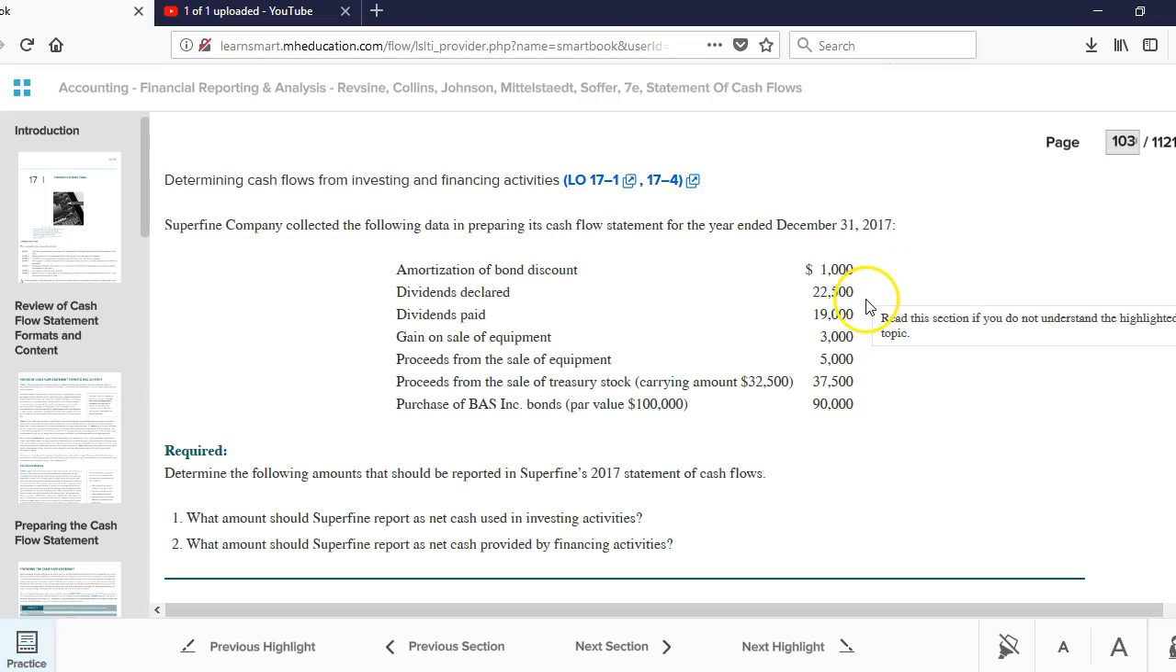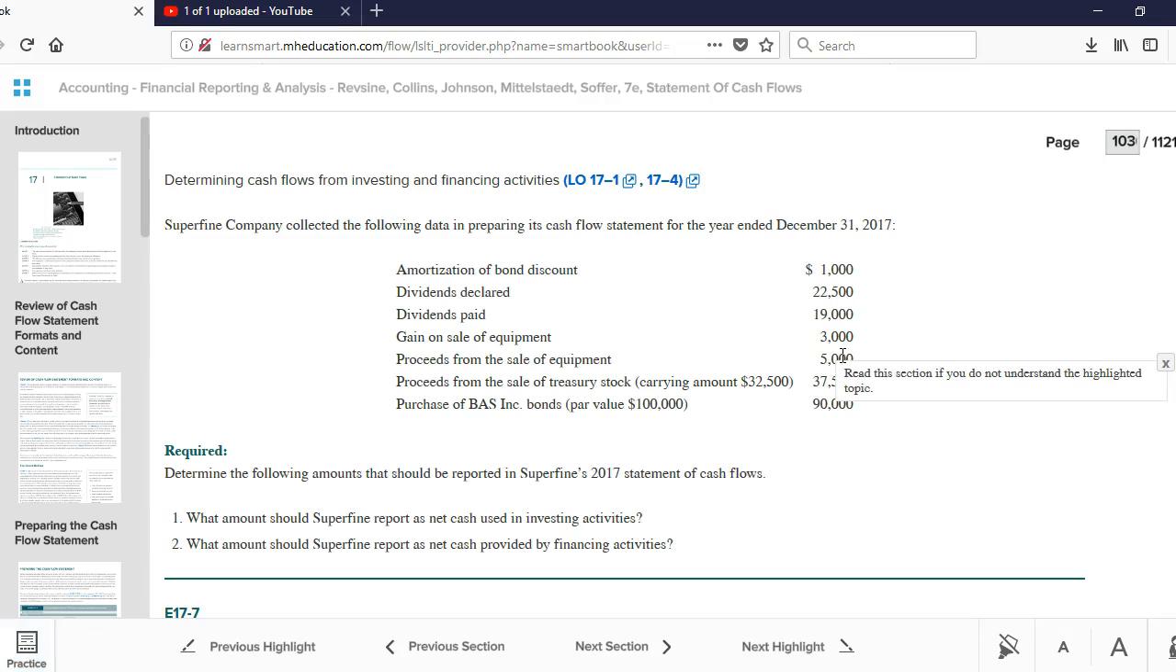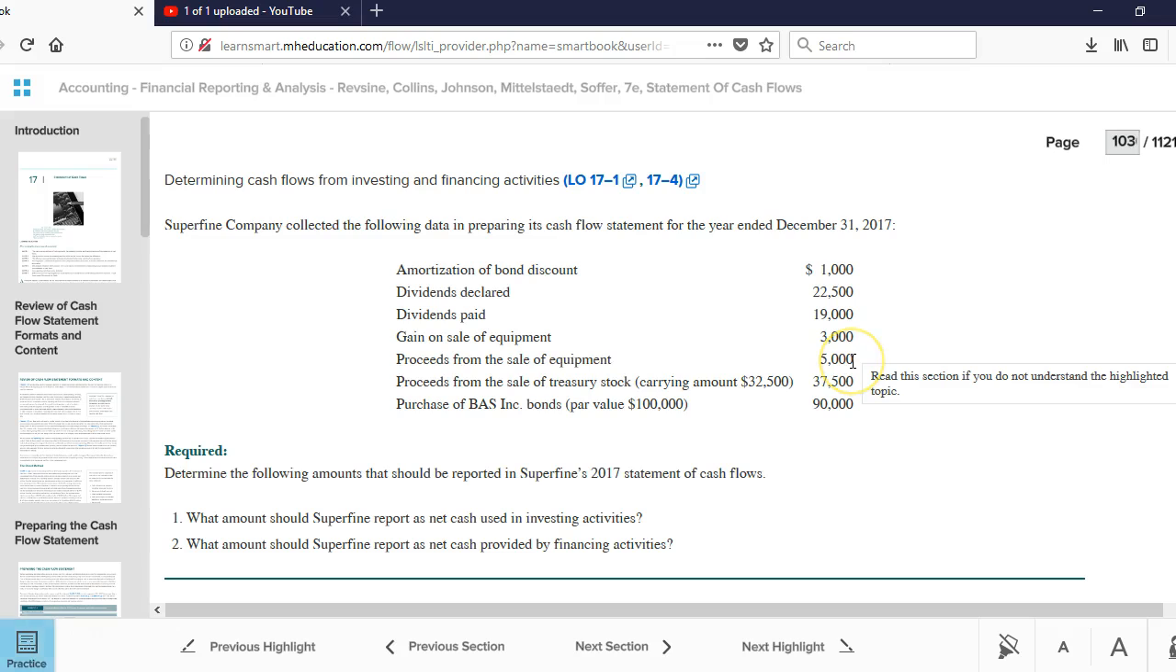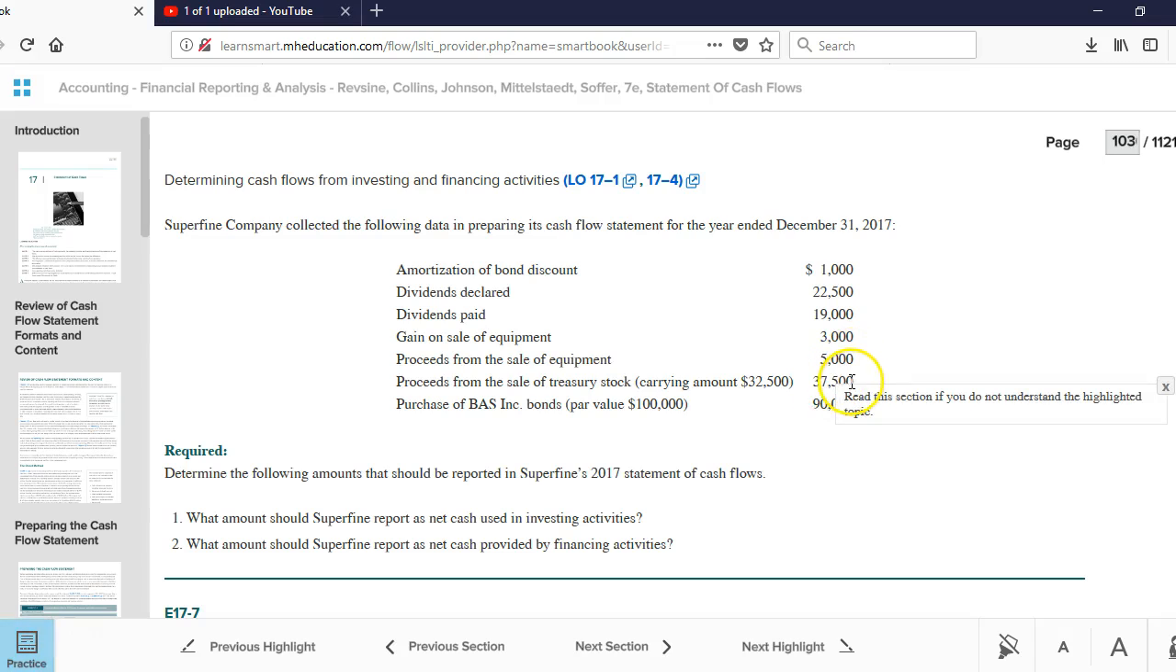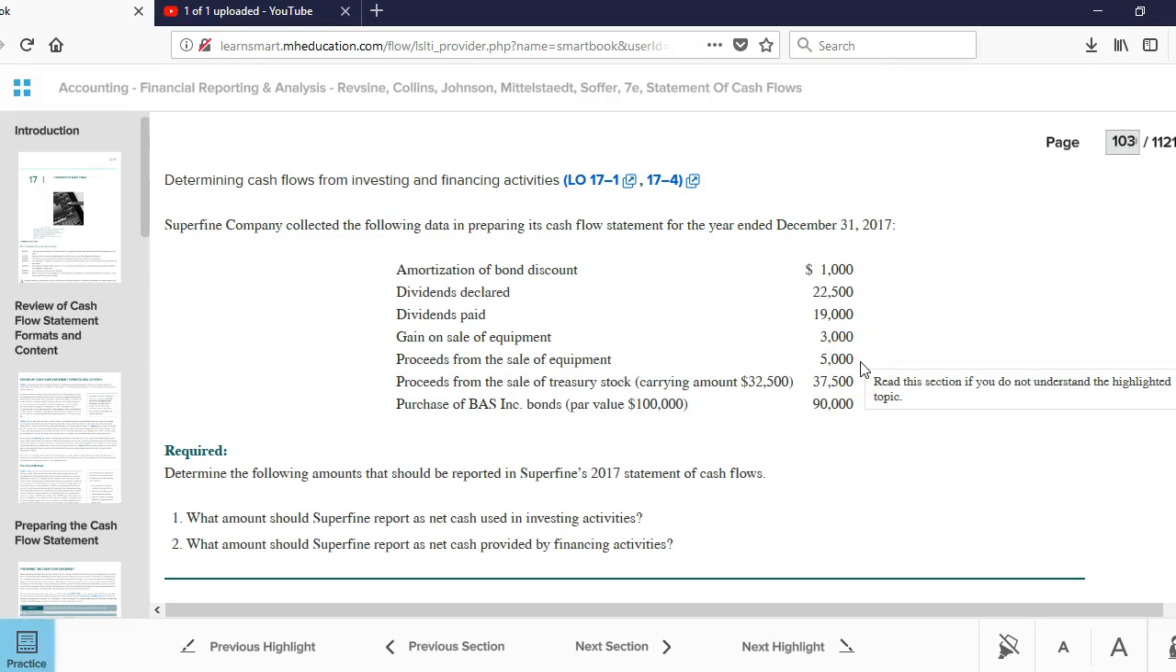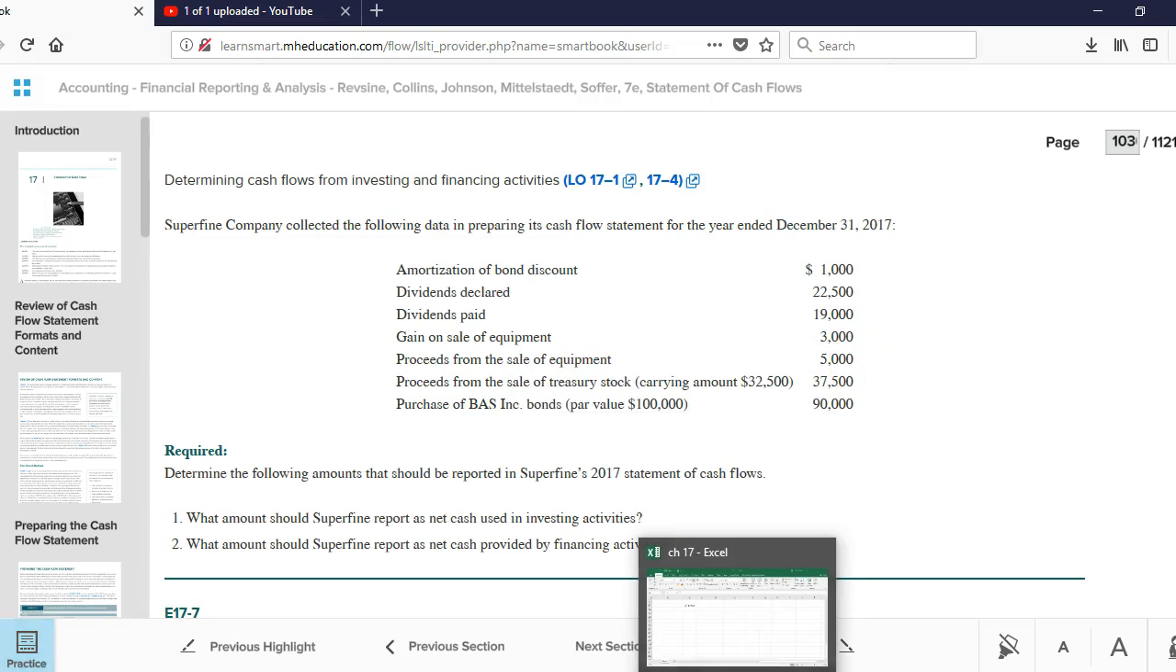So, bond discount, dividends declared and paid, gain on sale of equipment. Aha! Remember, investing deals with property, plant, and equipment and long-term marketable securities like bonds and common stocks if we buy them as investments. Proceeds from sale of equipment, proceeds from sale of treasury stock, and then purchase of BAS Inc. bonds for $90,000. So let's take a look at the proceeds here. Proceeds from the sale of the equipment. Okay, so that's just $5,000. That's all I need to know.